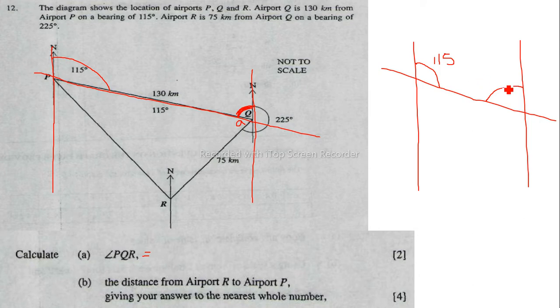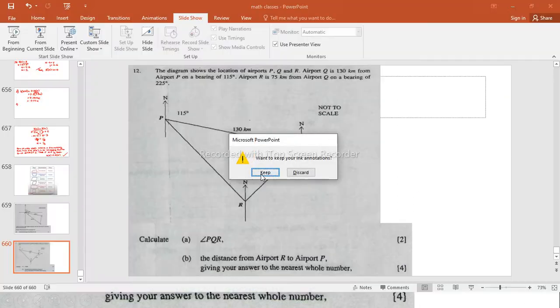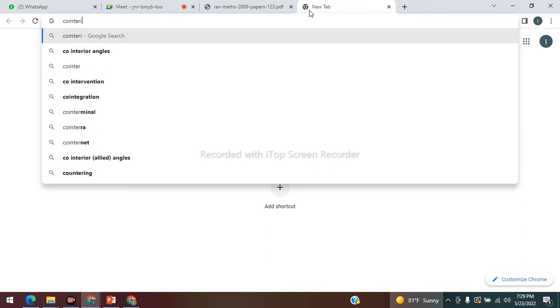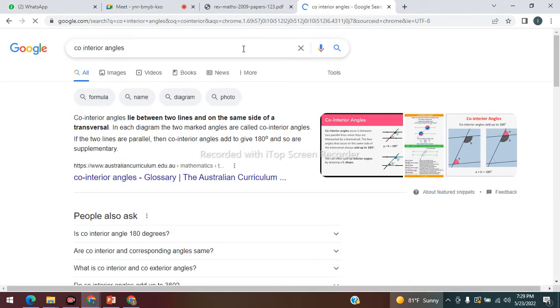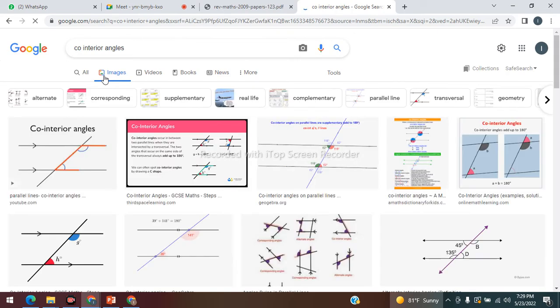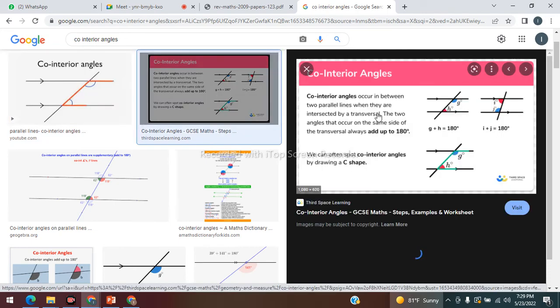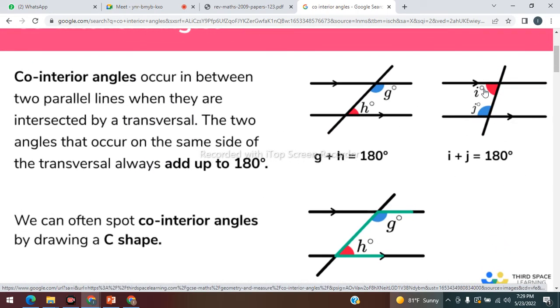So, and you see they form a sequence. So 115 and Q must add up to 180. I could look carefully at co-interior angles. That's why with bearings, every geometrical property you must remember. So this one is what we have. It's on the inside, it's on the inside. And we said that co-interior angles add up to 180. We have I and J, they add up to 180. H and G add up to 180. So co-interior angles must add up to 180.